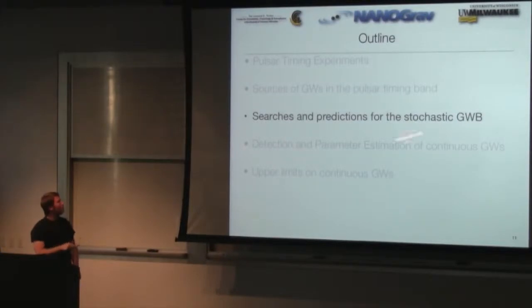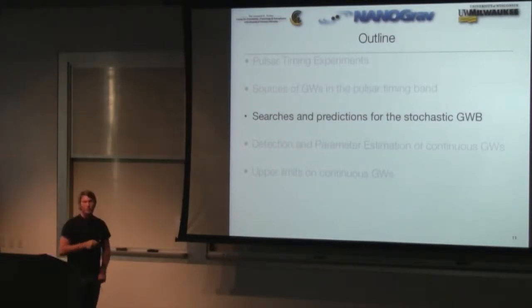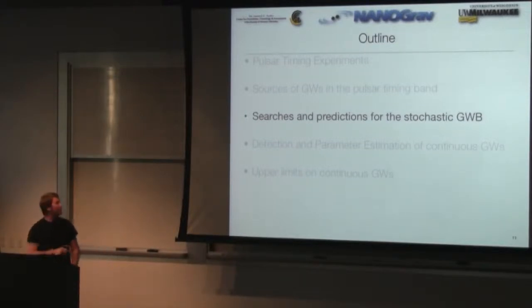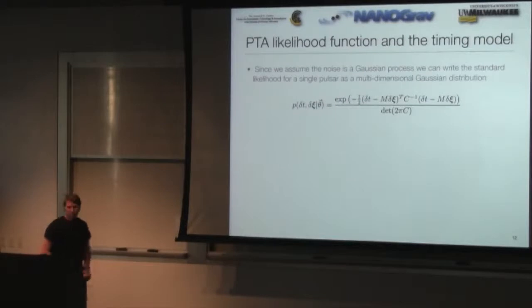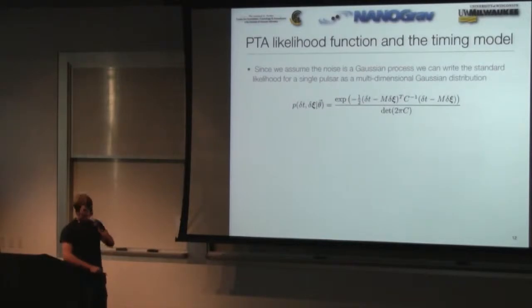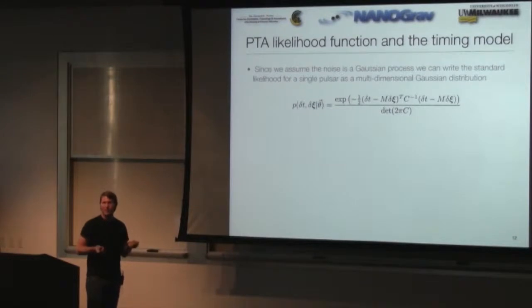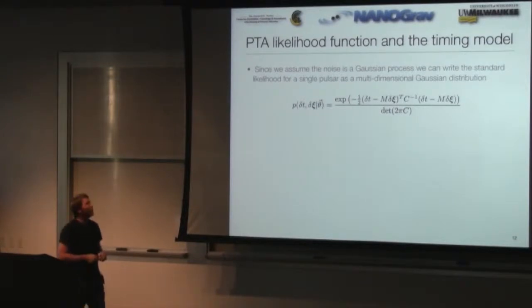Okay, so I'm going to briefly go over what you have to do to search for these backgrounds, and then I'm going to go over some recent predictions that we've done that lead to those updated sensitivity curves that I showed a second ago. So as I mentioned, one thing that makes this different from LIGO and LISA data analysis is that we have this timing model that we've had to subtract out of the data.